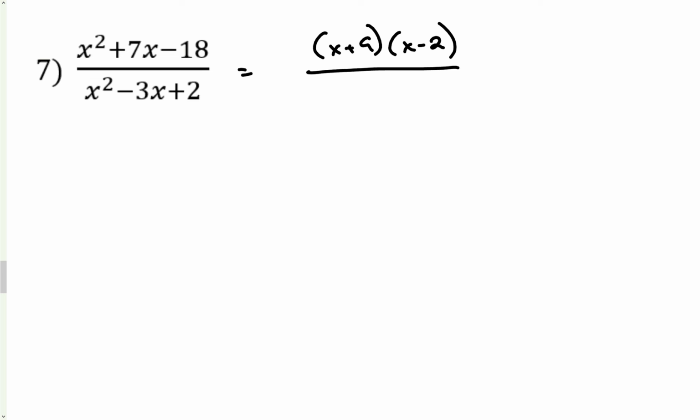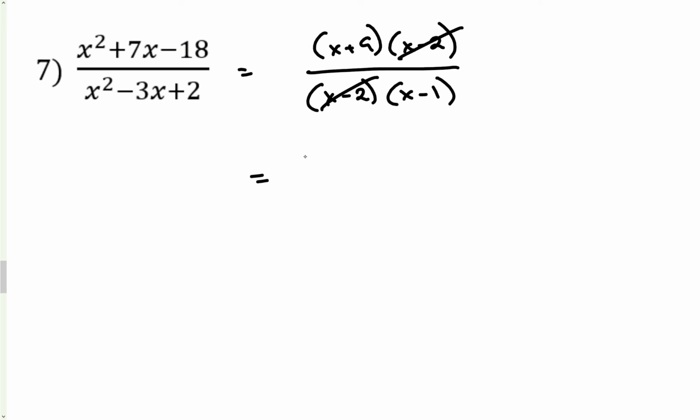Good. Factors of 2 that add to 3. That's x minus 2 and x minus 1. Right? Negative 2 times negative 1 is a positive 2. Negative 2 plus negative 1 is a negative 3. Any factors that are exactly the same cancel.